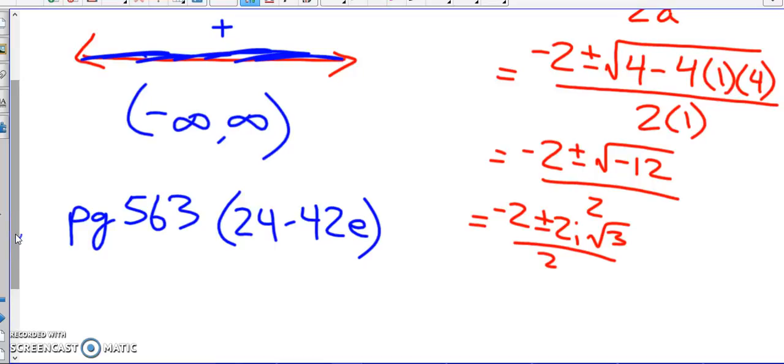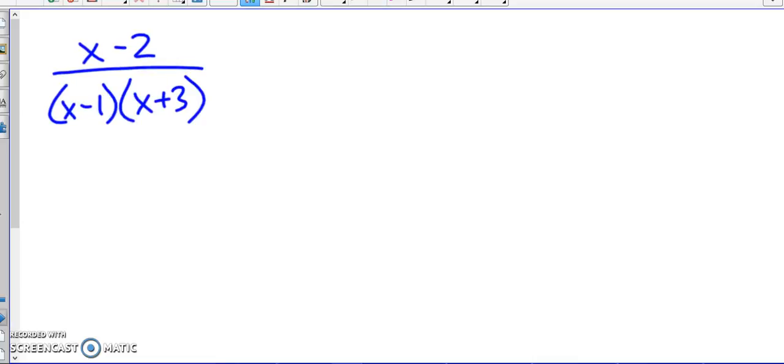Now we haven't done anything with rationals, so let's look at this. So let's say I have x minus 2 over x minus 1 times x plus 3, and that's less than or equal to 0. Now notice this is factored. If it weren't factored, you would need to factor it. And once you factor it, you can figure out where the top part's 0 and where the bottom part is 0. And it's very important to pay attention to those, where they come from.